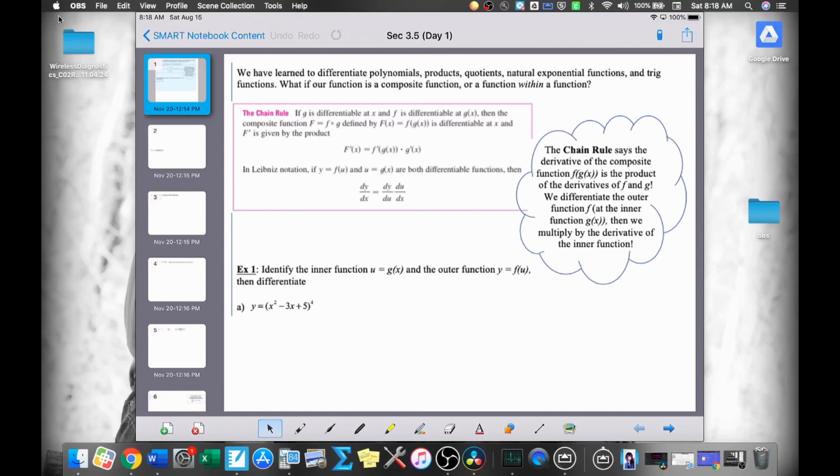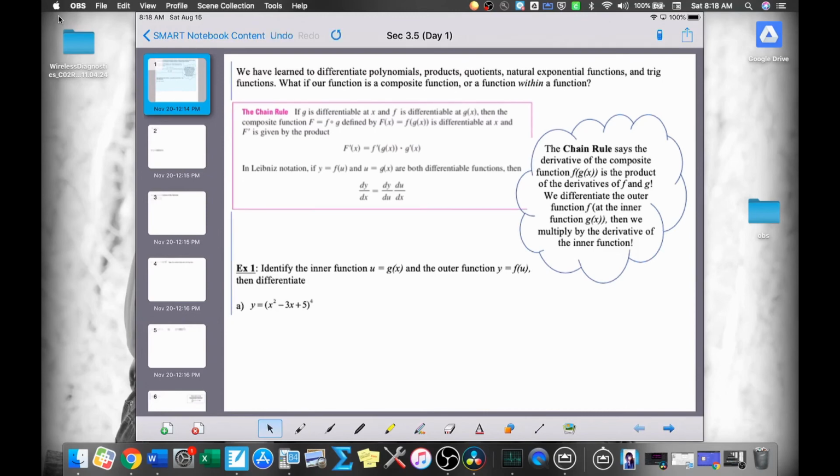We somehow need a way to differentiate a function within a function. And that new rule is called the chain rule. The formal definition says that if g is differentiable at x and f is differentiable at g of x, then the composite function f of g of x is differentiable at x and f prime is given by the product f prime of x is equal to little f prime of g of x times g prime of x.